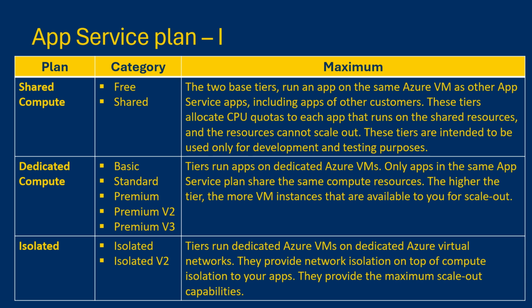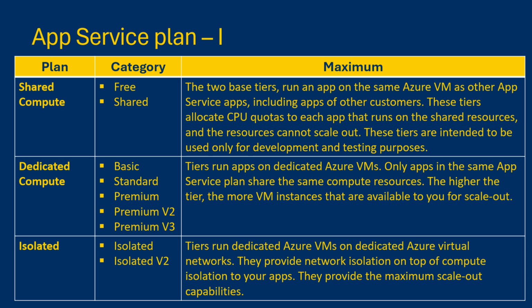Shared compute is a base tier which is a free to use, but it's shared between the user. In this tier, it is allocated the CPU quotas to each app that runs on shared resource. Also, these resources cannot be scaled in or scaled out, not even manually. This tier is only to set up development and testing environment.